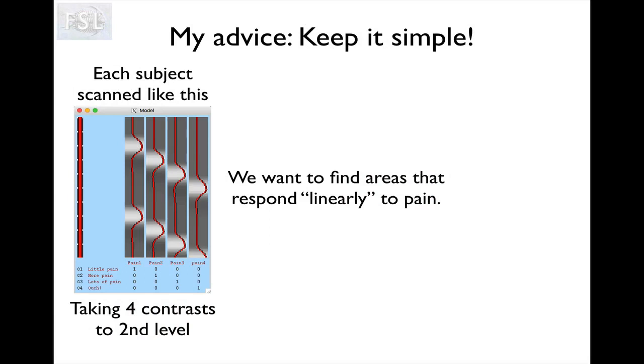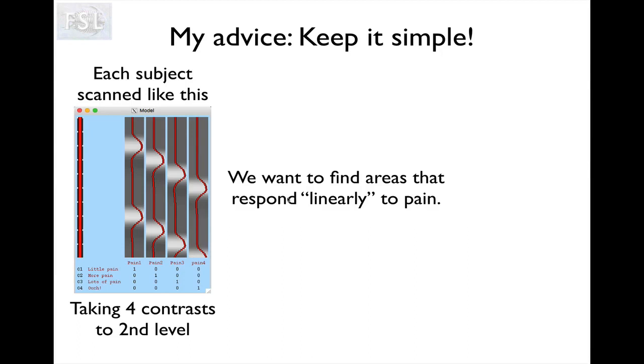So actually you don't need to have these complicated blocked models at the second level. I'm going to exemplify this with this study here. At the first level we have painful stimuli at 4 different levels. We have a little pain, more pain, even more pain, and ouch, bad pain. What we want to do is find areas that respond linearly to pain.